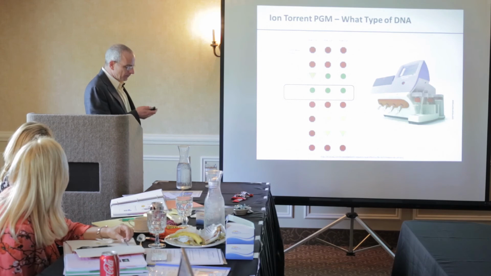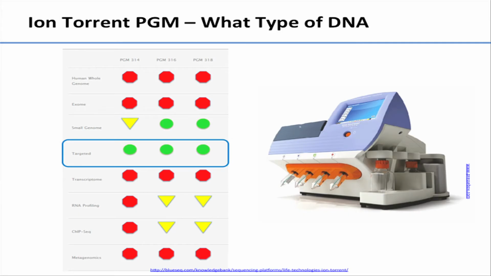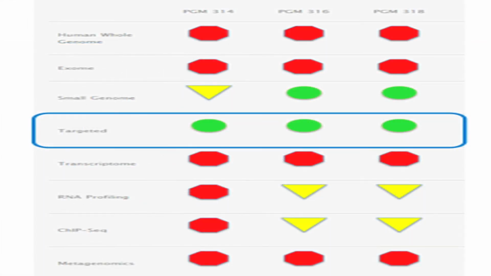So here's what the Ion Torrent can do. I've circled basically what it can do. You can look at these chips and what they can and can't do. The Ion Torrent is limited in its applicability, and its applicability is targeted, which is exactly what your panels are, targeted genes. So therefore, it's not like it can't do that. It can do it very well, and it can do it for all three chips.